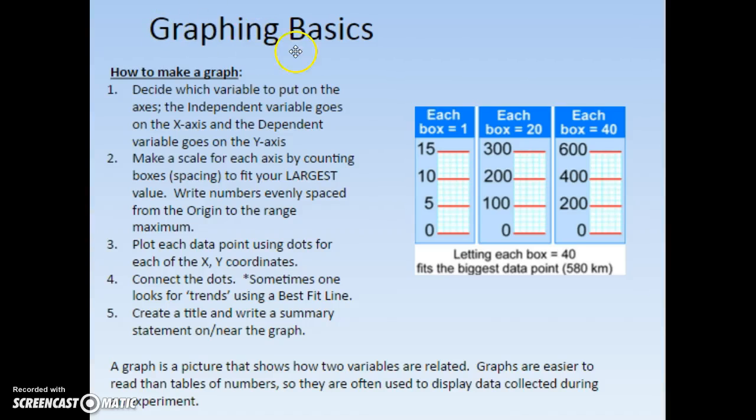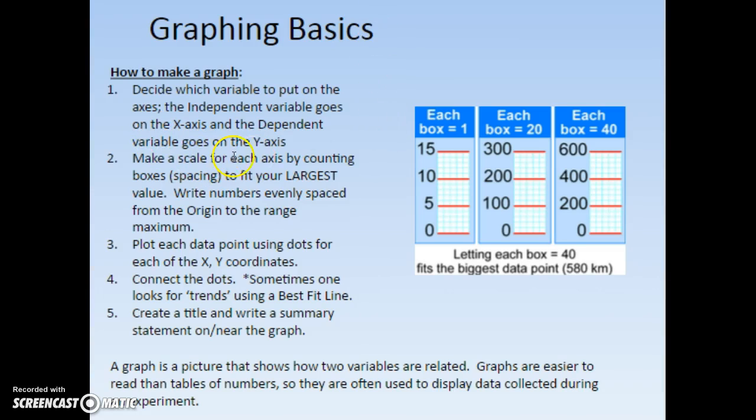All right, so how to make a graph, and we'll call this one Graphing Basics. We need to decide which variable to put on the axes. The independent variable goes on the x-axis, right? Your x-axis is going to be your horizontal axis, and your dependent variable is going to go on your y-axis, and your y-axis will be your vertical axis.